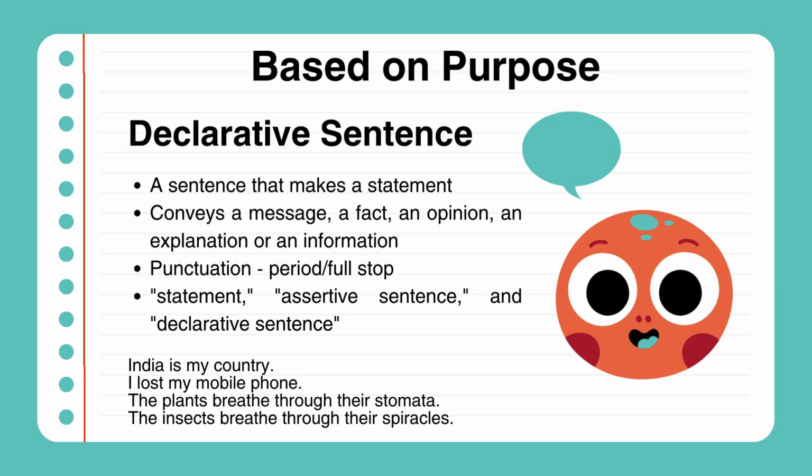Declarative sentence. A declarative sentence is a sentence that makes a statement. It conveys a message, a fact, an opinion, an explanation, or an information. It can be a vitally significant statement or just a trivial matter. It usually punctuates at the end with a full stop or a period. In grammatical terms, statement, assertive sentence, and declarative sentence are often used interchangeably to refer to a type of sentence that makes a statement or expresses an opinion.